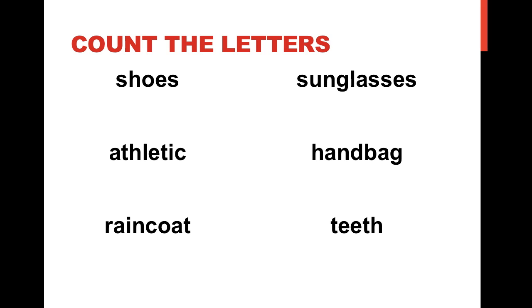Now let's count the letters. So starting with shoes, 1, 2, 3, 4, 5. There are 5 letters in the word shoes. Athletic, 1, 2, 3, 4, 5, 6, 7, 8. There are 8 letters in the word athletic. Now, raincoat. 1, 2, 3, 4, 5, 6, 7, 8. There are 8 letters in the word raincoat.